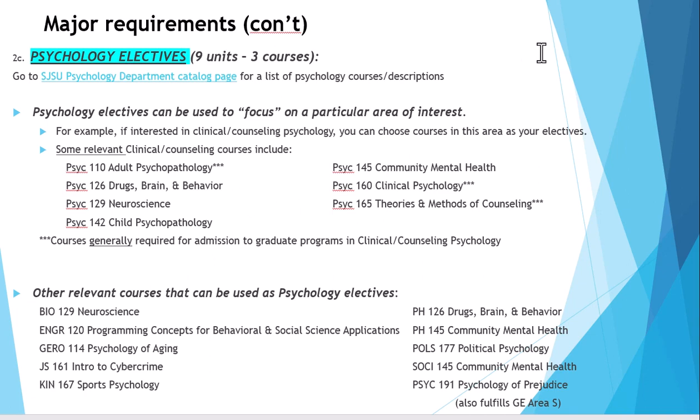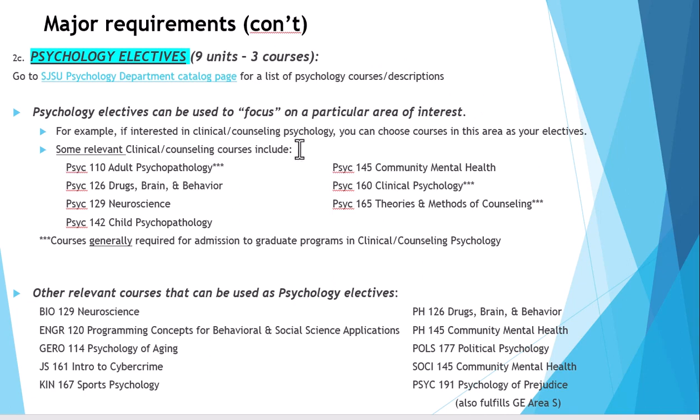Also, one of the things that I wanted to point out about the psychology electives is that you have flexibility on what 3 psych courses you want to take to fulfill the elective requirement. But another thing that you might want to consider is maybe focusing on a particular area of psychology that you may be interested in when you're choosing your elective courses.